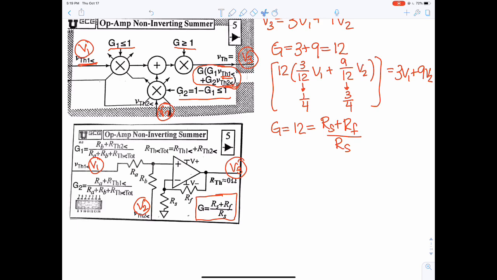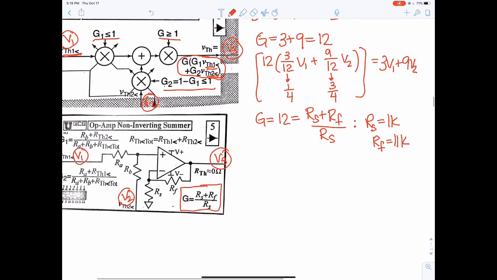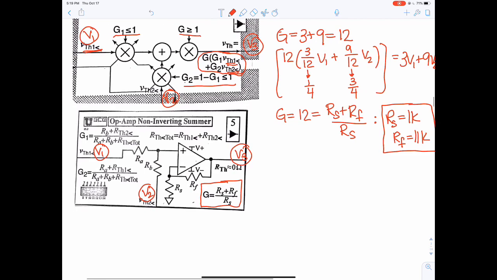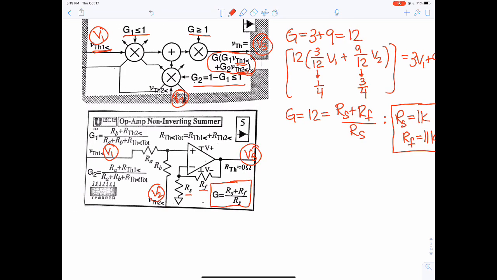And if we set RS to be 1K, that would give RF as 11K, and we would have 12K over 1K, which would give us a ratio of 12. So that would be our values for RS and RF, which are in this side.